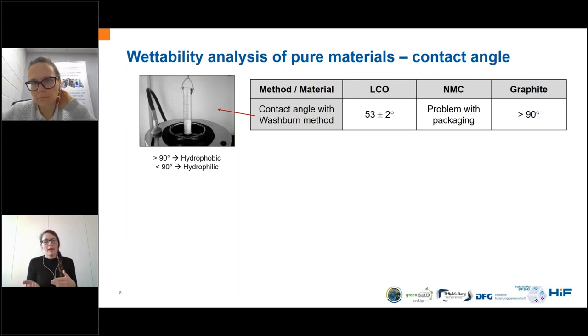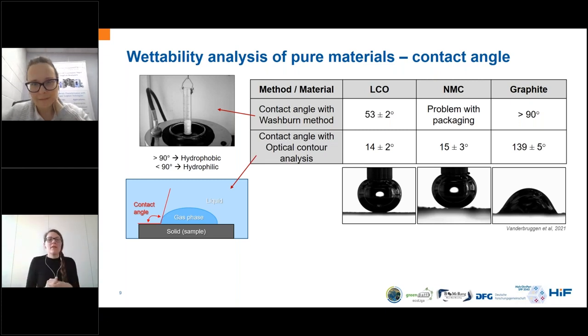And for the graphite, we can only say that we have a contact angle above 90 degrees. This is a slight drawback of the method, because in theory, everything below 90 degrees is hydrophilic, everything above 90 degrees is hydrophobic. And of course, for graphite, if there's no water uptake at all, you can only say it is hydrophobic and it's above 90 degrees, but you do not have an exact contact angle. So it could be 90 degrees, it could also be 150, we don't know.